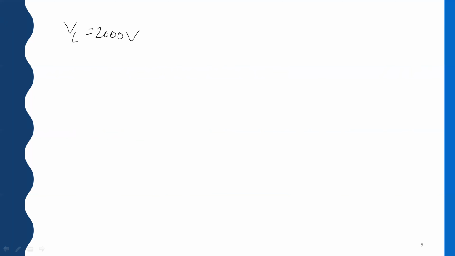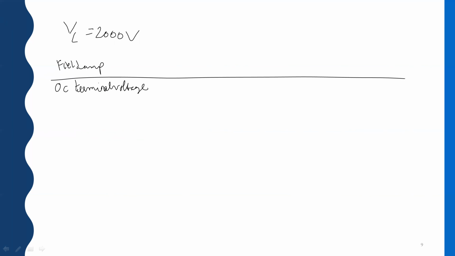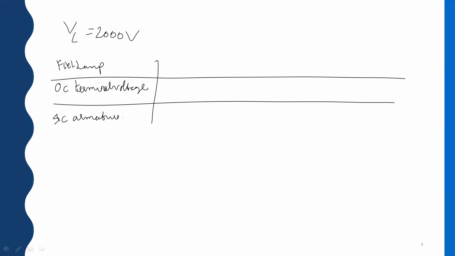And I will be getting my field amps. The data will be given. All this data you will be getting from your experiment: field amps, OC terminal voltage. These are the tabular columns you have to take from the experiment. So field ampere versus terminal voltage. I am taking some values of the field ampere, OC terminal voltage, and SC armature current in ampere.